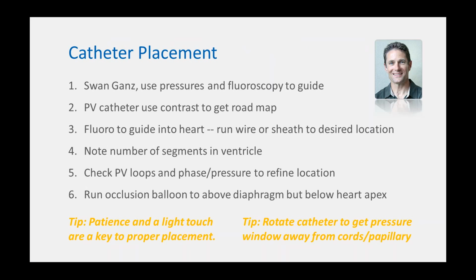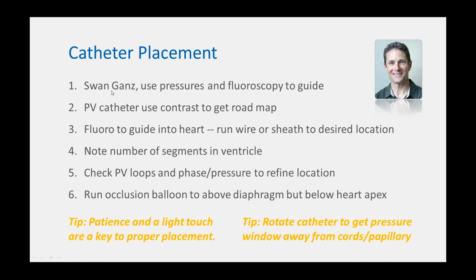Catheter placement. So this is the key: you have to get the catheter in the right place to get good and accurate loops. We start by putting the Swan-Ganz into the right ventricle and into the PA, and we use pressures and fluoroscopy to guide where that goes. If you inflate the balloon on the Swan-Ganz catheters, they mostly go where they're supposed to go. They follow the blood flow, and those are usually pretty easy.